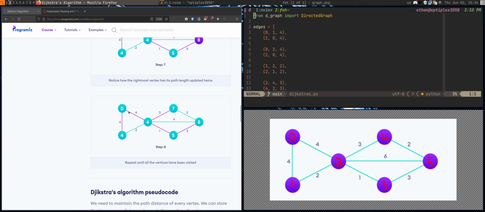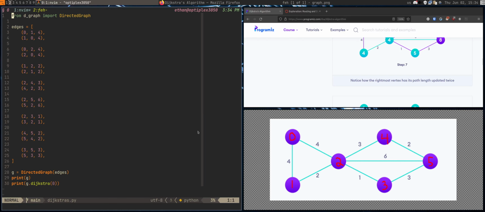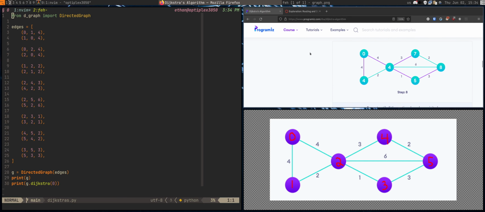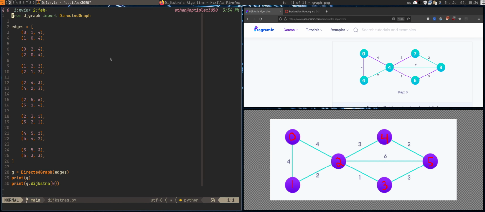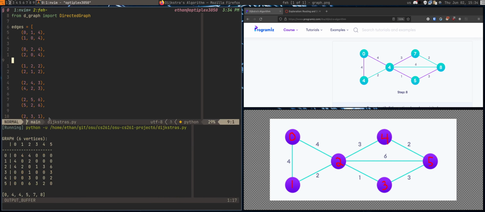So from 0 here is 4. The shortest length is going to be 0 to 4, 5 to 8 right here. So in our example, I have some code that I've written that will calculate Dijkstra's algorithm. And for my situation, I'm using a directed graph, which uses an adjacency matrix to represent the graph that looks like this.